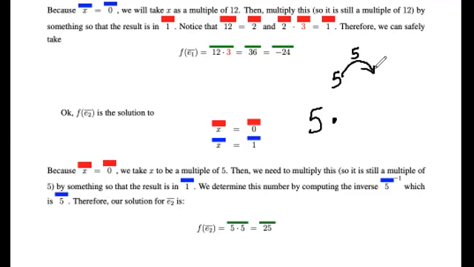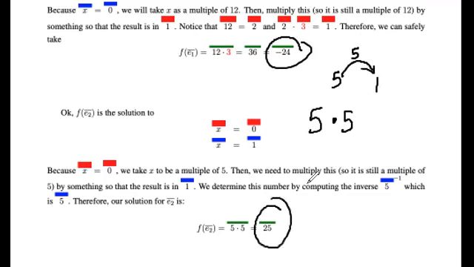And it actually ends up being the inverse itself. So 5 times 5 is 25, which is one more than a multiple of 12, so that works. So 5 times 5 gives us 25, and that's the solution to that system. So we now have the solutions to those systems, and those are precisely the images of E1 and E2.